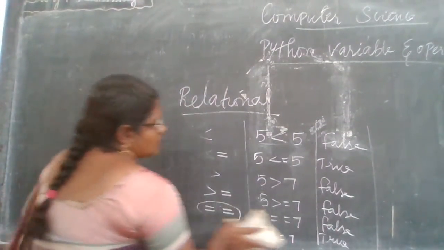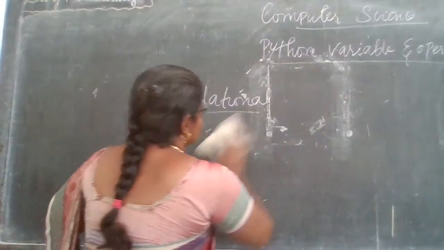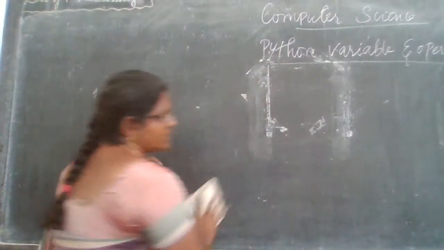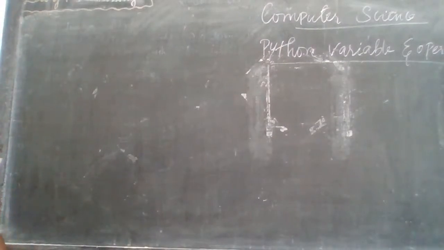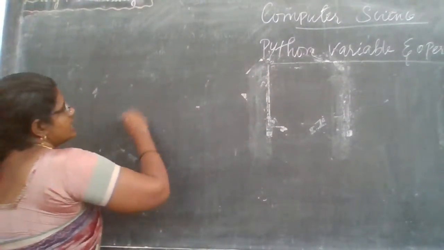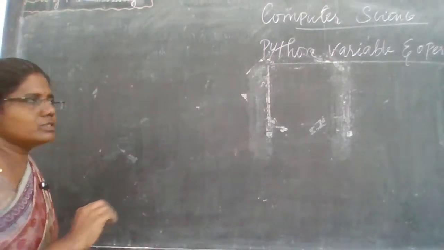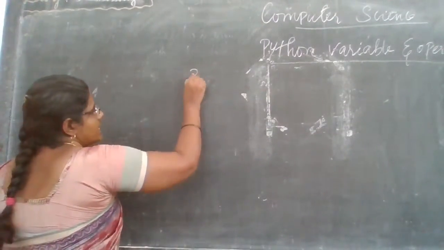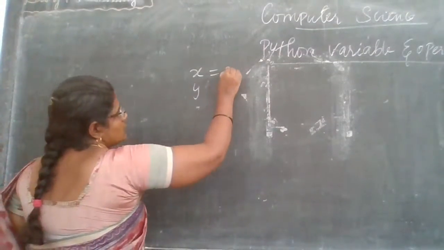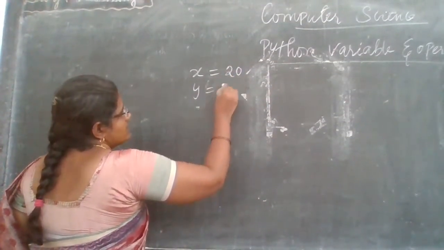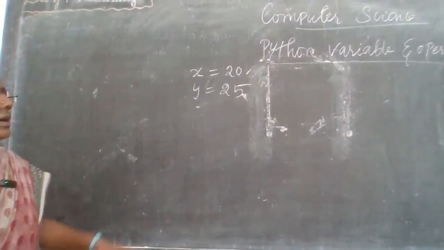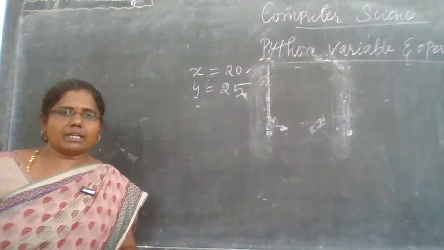Now see one more example program using relational operators. In the last class we discussed arithmetic operators and wrote an example program. In the same way, here we see one more example for relational operators. I am using two variables, x and y. x equal to 20, y equal to 25. Now we are going to demonstrate the relational operator operations.